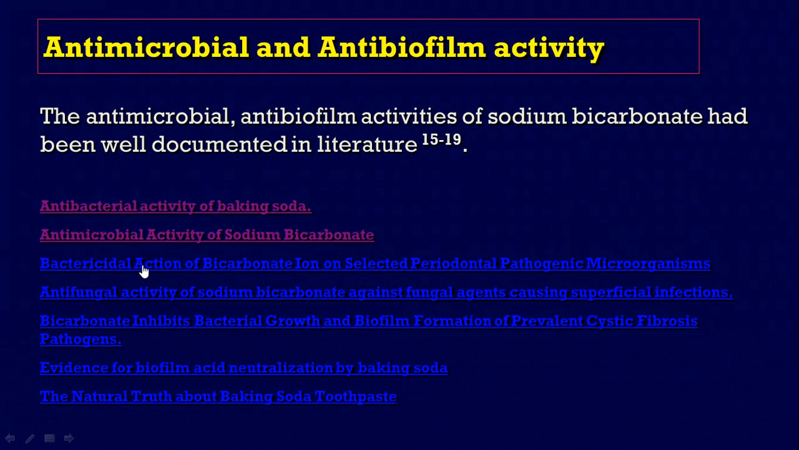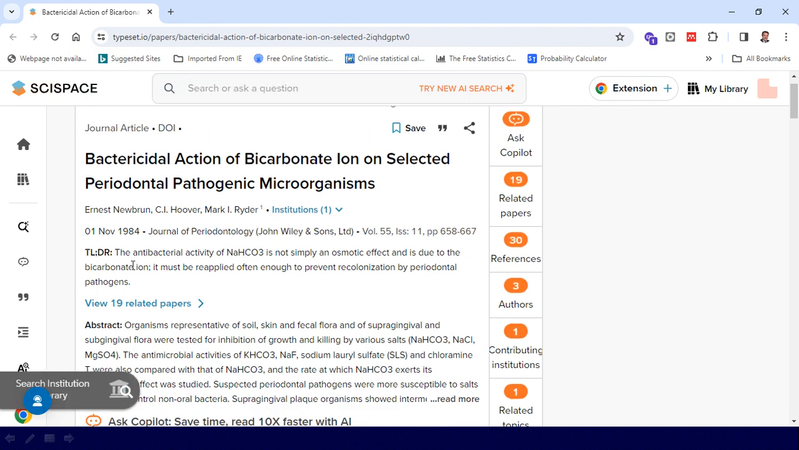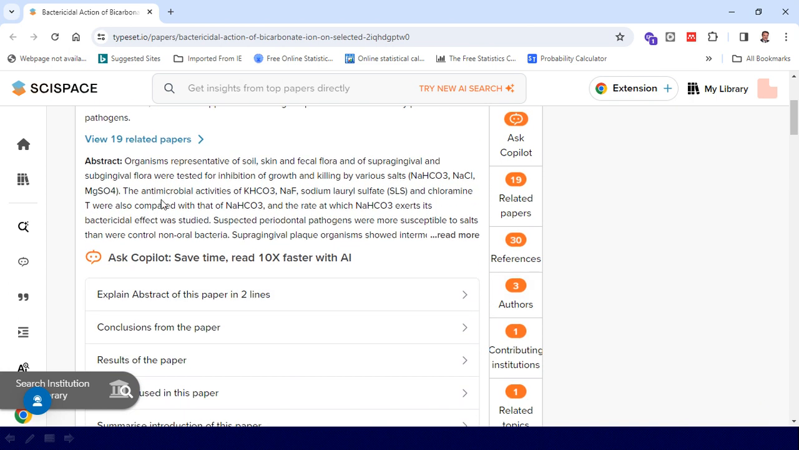Another study, bactericidal action of bicarbonate. Bactericidal action of bicarbonate ion on selected periodontal pathological microorganisms. Sodium bicarbonate exerts its bactericidal effect, which was studied. Suspected periodontal pathogens were more sensitive to salts than were control non-oral bacteria.